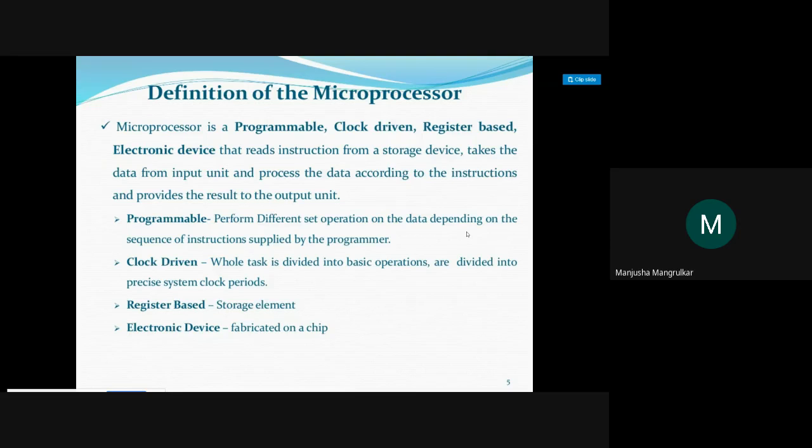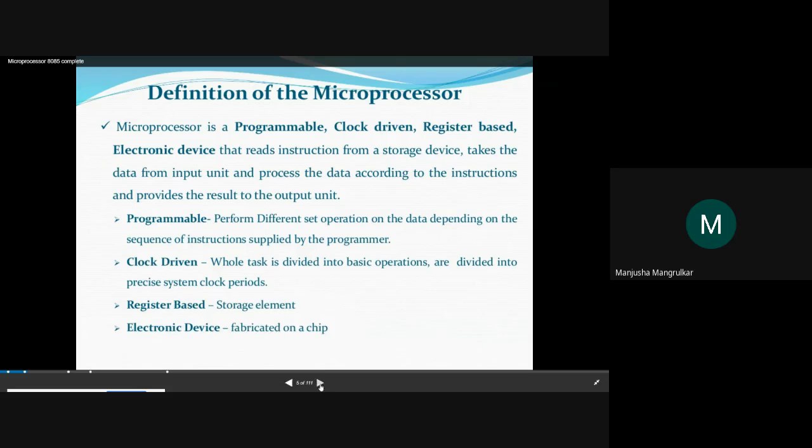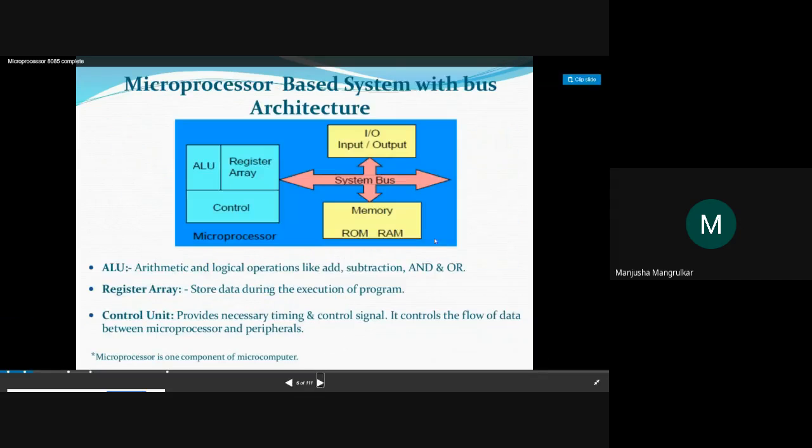Clock driven means the whole task is divided into basic operations, which are divided into specified clock periods, right? Register based means it is a small storage element, and electronic device means fabricated on a chip, right? So this is the basic definition of our microprocessor.